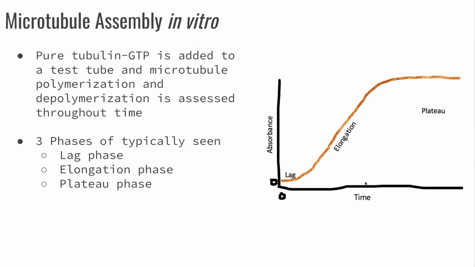Sorry, what's your name? James. James. What James said is that in a test tube, if more time was permitted, you would basically see a drop in the graph because you have a finite amount of GTP bound tubulin. So once all your tubulin has hydrolyzed GTP, you get microtubule depolymerization, and then you're back to zero absorbance.